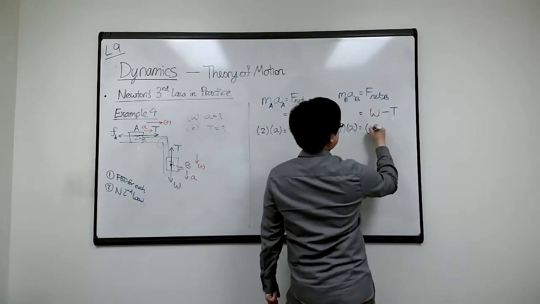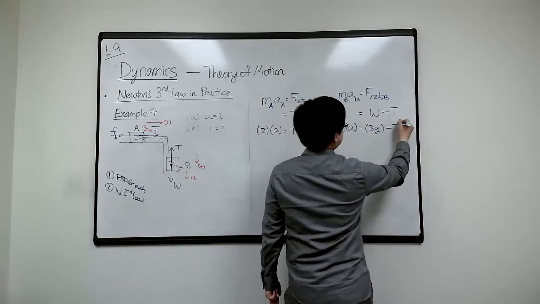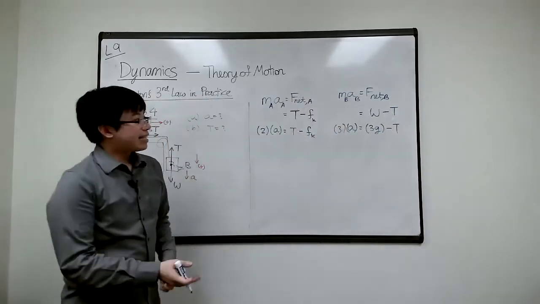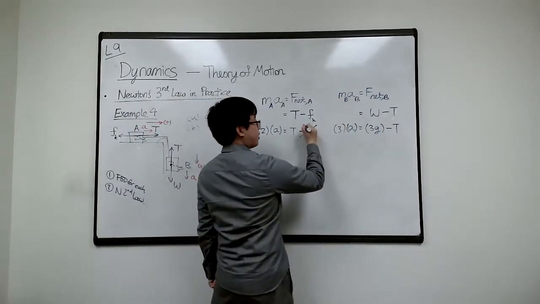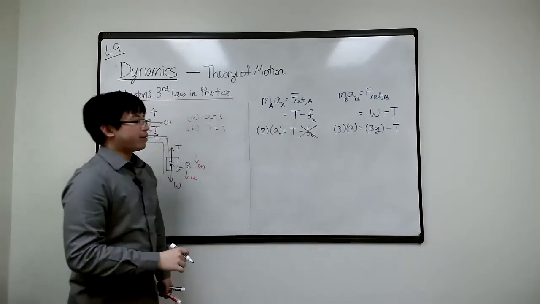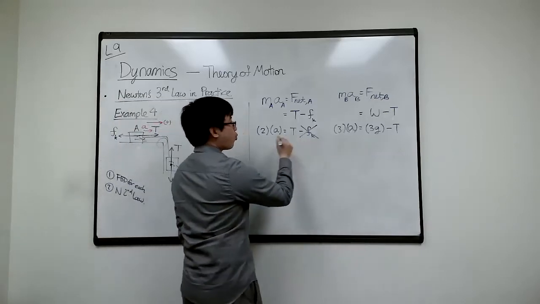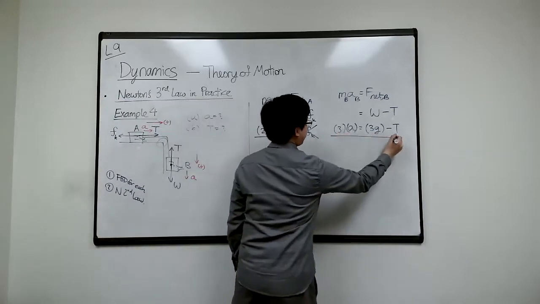So W is mg, which is 3g, so 3g minus T. And let's solve it without friction, okay? I'm going to solve it without friction, and I'll leave it as an exercise for you to solve it with friction. So without friction, you see it's these two equations.